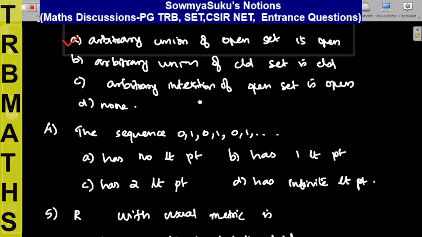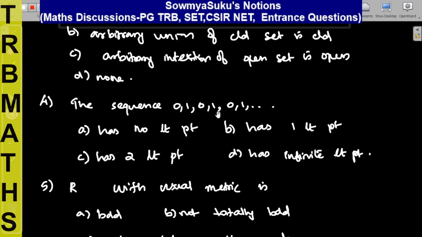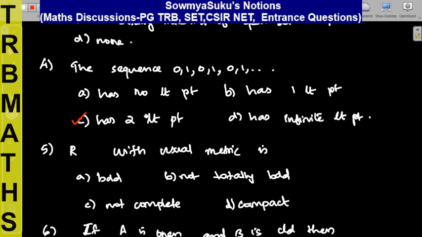Now the fourth question. The sequence 0, 1, 0, 1, etc. has no limit point, has one limit point, has two limit points, has infinite limit points. So here 0 and 1 are the limit points. So option C is the correct one.